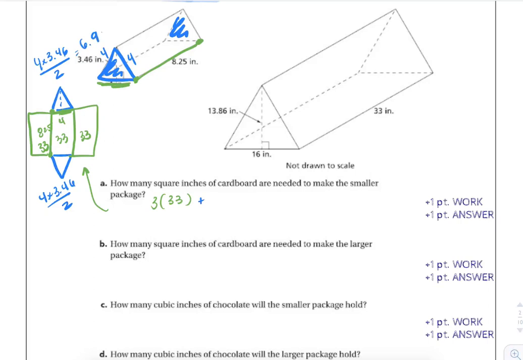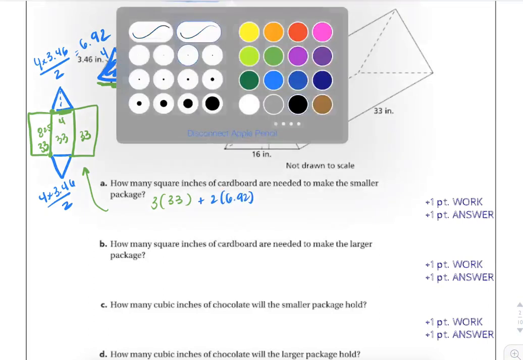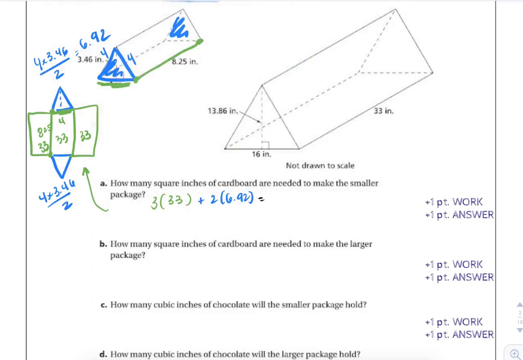Oops, that's not a 2, that's a 9. Plus 2 times 6.92, and that will give us a grand total of 112.84 inches squared. Again, if you got 112.8, if you got 112, if you're within 1 or 2, that's completely fine. But I should see the work.